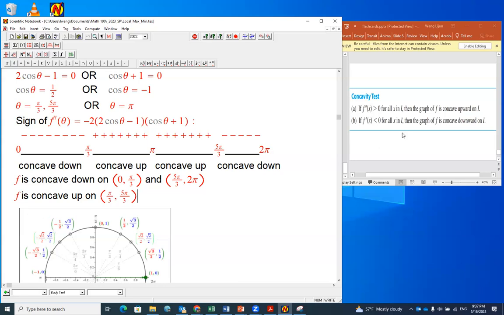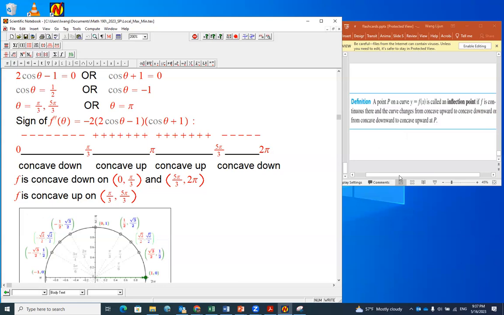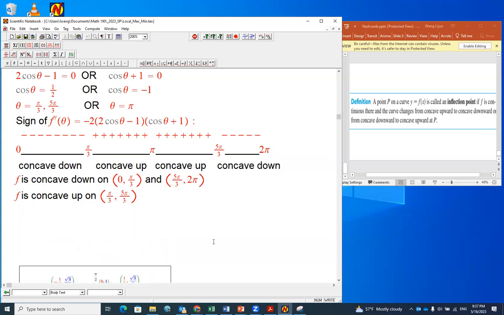Okay, so concavity test. Inflection point. By definition, an inflection point is where the point changes from concave up to concave down or from concave down to concave up, right? So if we look at the definition, we understand we have a change of concavity at pi over 3.